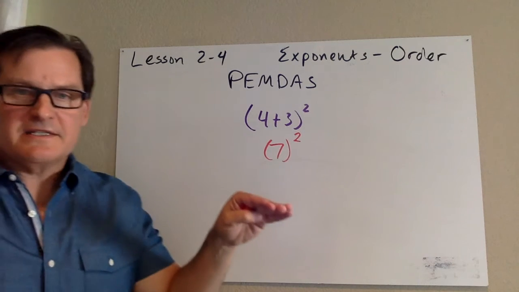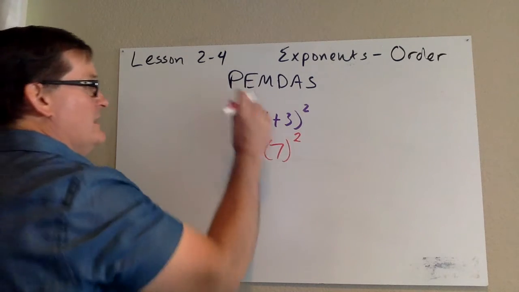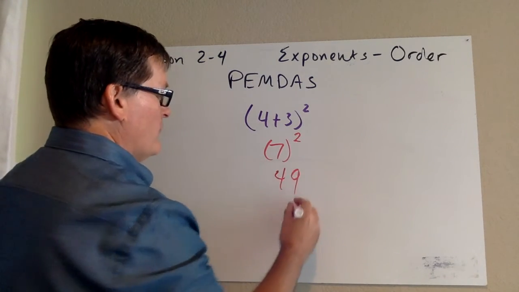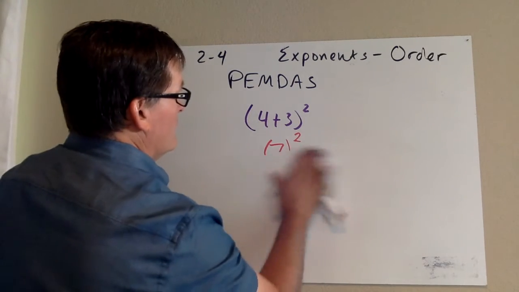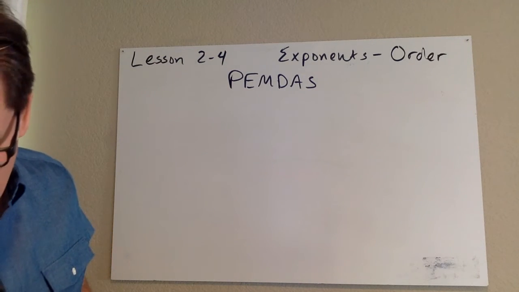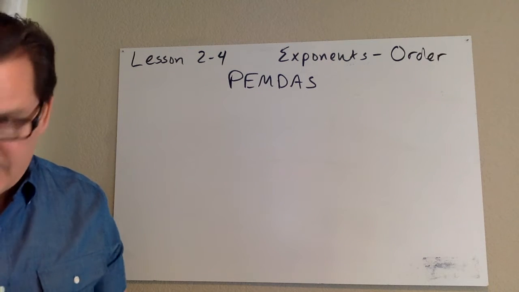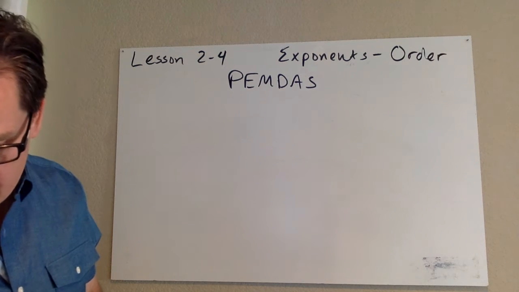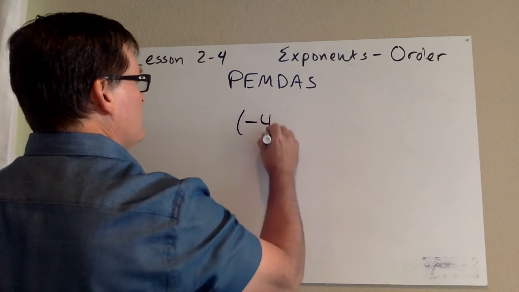So 7 raised to the second power. Now I apply that operator, the exponent, and the answer is 49. So not that difficult. A common error there is that people apply the exponent to the final number in the series and not the first number. I wouldn't say that happens a lot, but it does happen some.